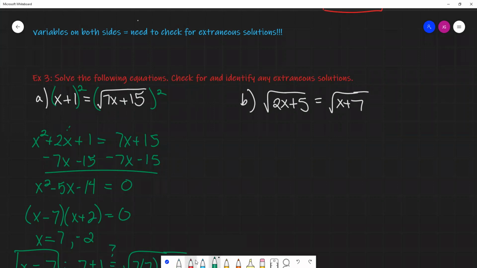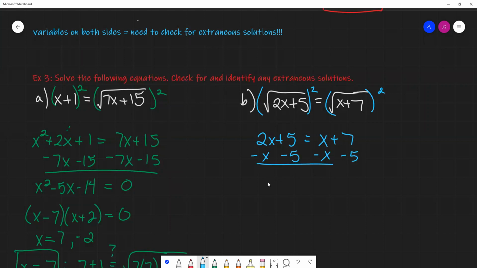Now for this last one, we have square roots on both sides, nothing we can move around, so we can just immediately square both sides. Okay, and then I'll get rid of my radicals. This is 2x plus 5 is equal to x plus 7. And so then I just solve. So minus x and then minus 5. I get x is equal to 2.